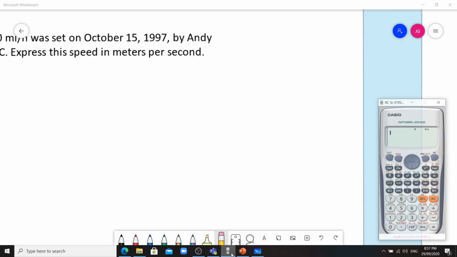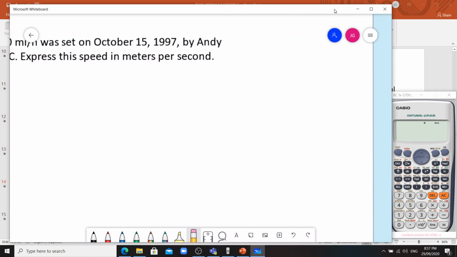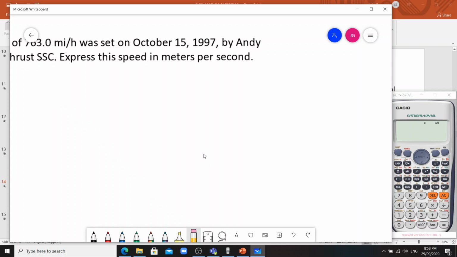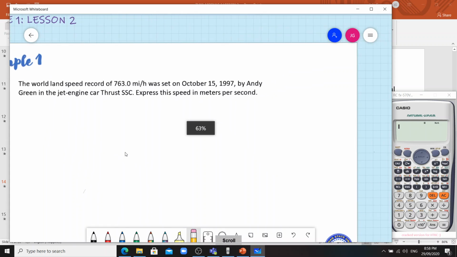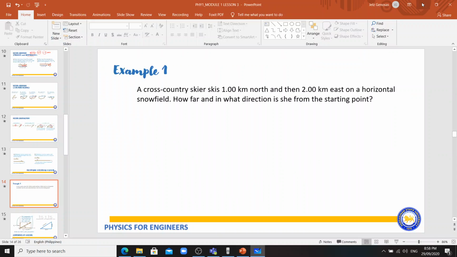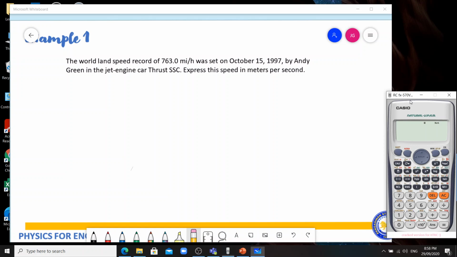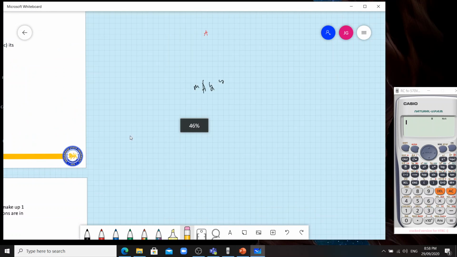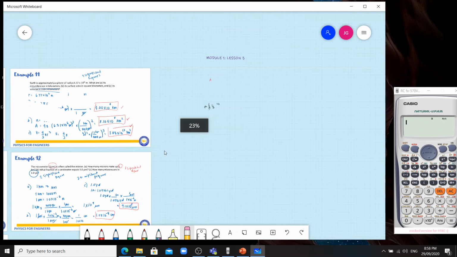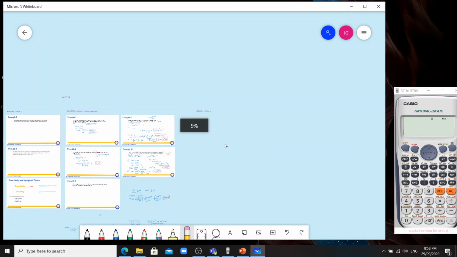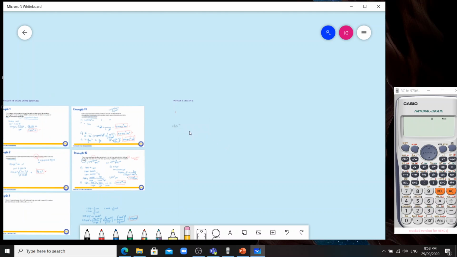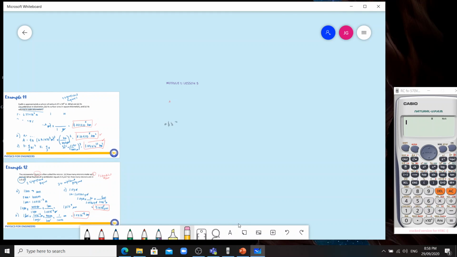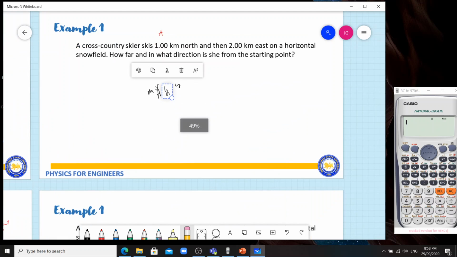Dun tayo sa whiteboard. Yan. Okay, hindi yan. Okay, sorry. Dun tayo sa next lesson. Naglag na. Erase natin to.